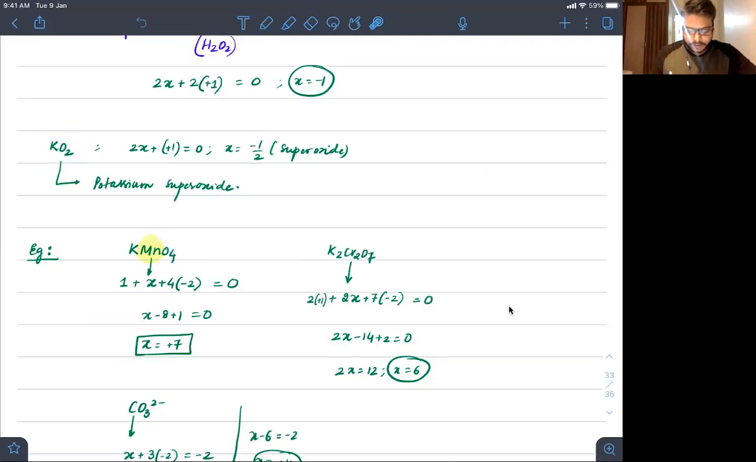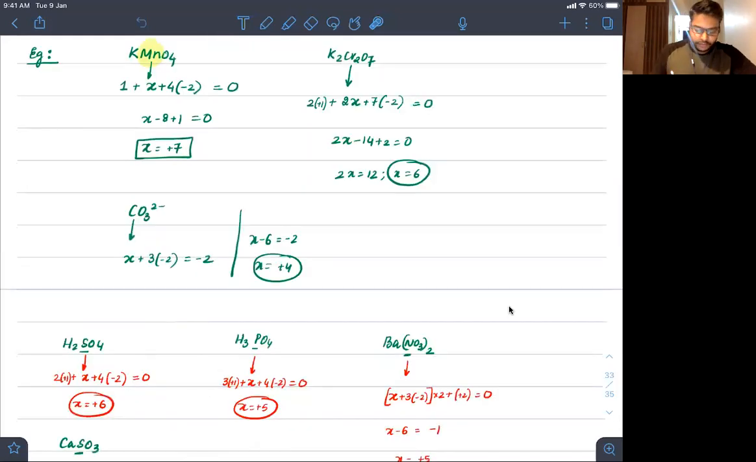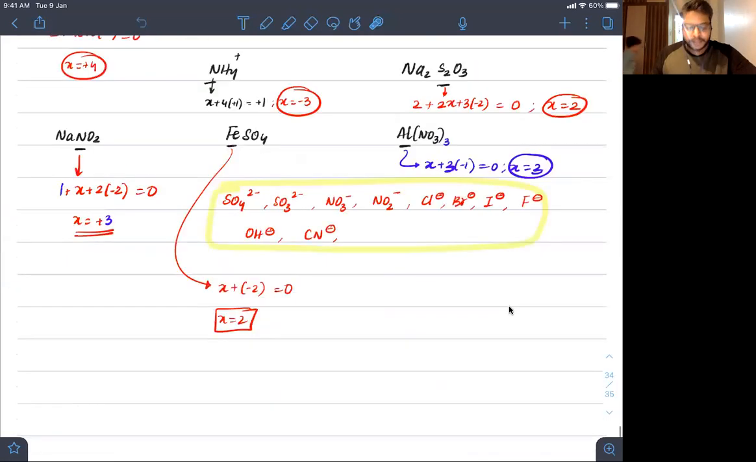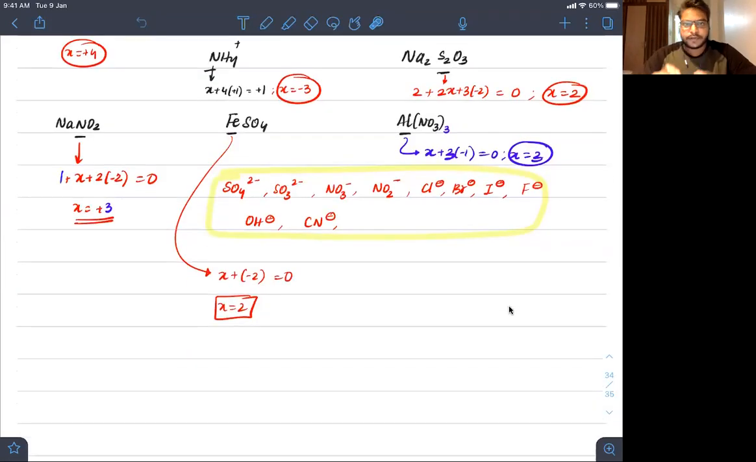Right. And then we saw about KO2, where oxygen has -1/2 oxidation state. We call that kind of oxides as superoxides. We learned about how to find the oxidation state in various cases, including KMnO4, K2Cr2O7, all of this, right? So up to this point, I hope all of you have an idea about what is oxidation state, how it is being taken care of, right?